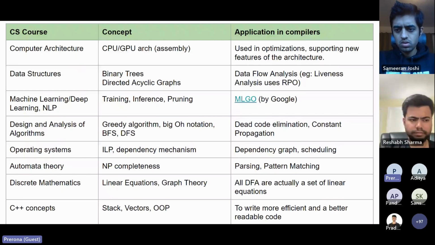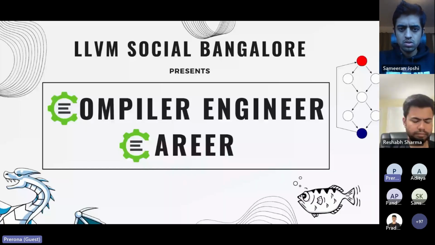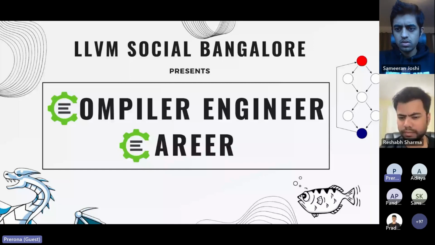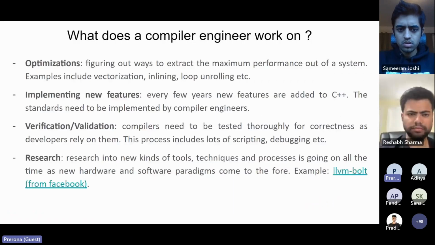Now that we know how the compiler domain is using so many concepts from other subjects of computer science, we would also be interested in knowing what a compiler engineer actually does. You would say that all these compilers, GCC, Clang, are already there. So what new are we doing? Well, we work on a lot of things. I'll share my bit and open the forum for others to speak.